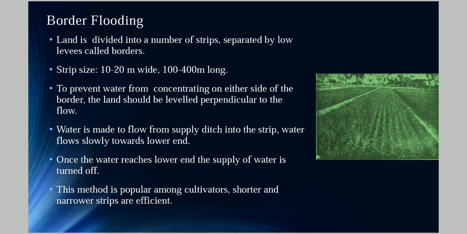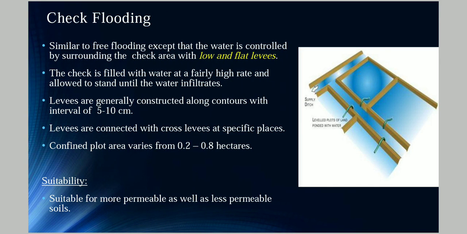So what we do here is apply water from one side of the strip. This water slowly starts moving, and as the water increases, it gets infiltrated. At the same time, it keeps flowing. Once the water reaches the other end of the strip, we turn off the supply of water. This method is popular among cultivators. Shorter and narrower strips are more efficient in border cultivation.